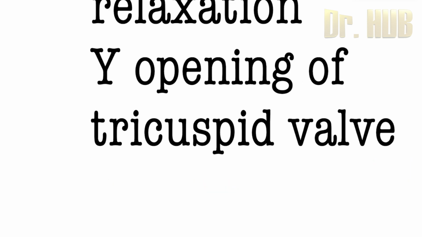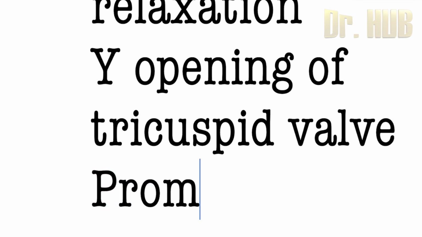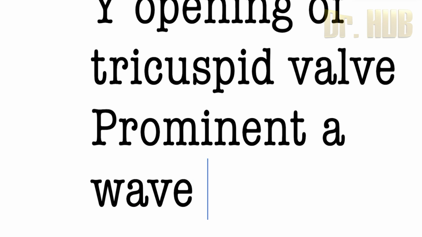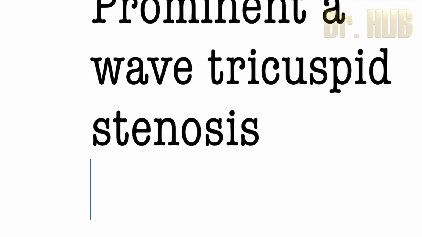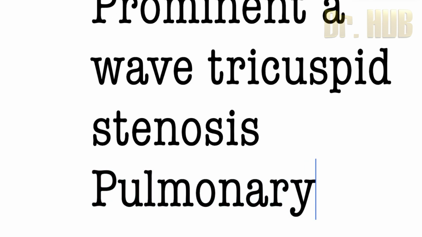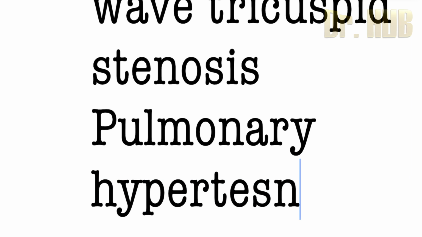So there is a prominent A wave. What does it indicate? A prominent A wave corresponds to the atrial contraction. A prominent one indicates tricuspid stenosis, and it can also suggest pulmonary hypertension.